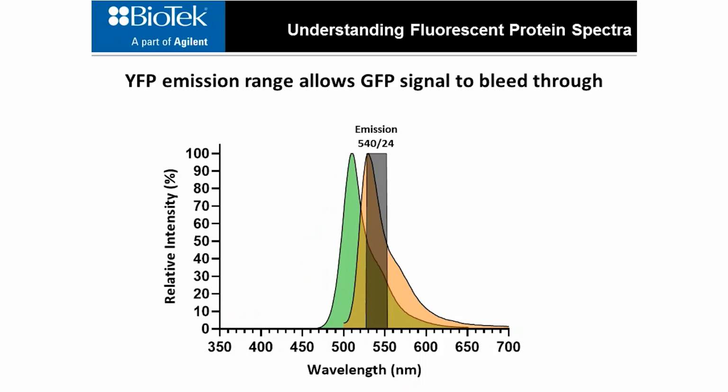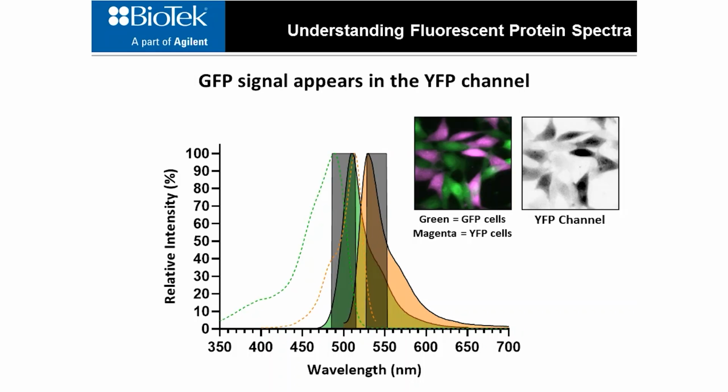Conversely, YFP emission allows GFP signal to bleed through as well, which again can be illustrated with that same image set. So although less faint, when exciting GFP, you still get some bleed through in the YFP channel for GFP cells.